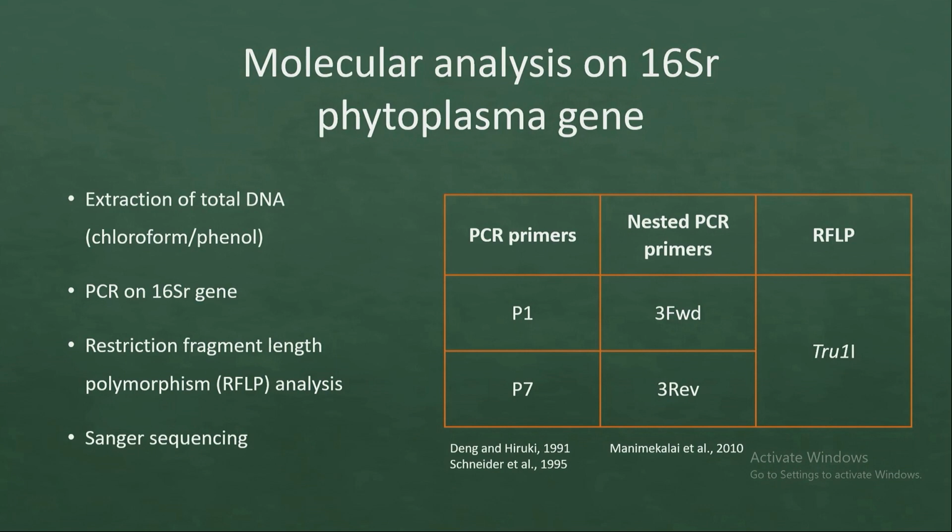Starting from molecular analysis, we extracted the total DNA with the chloroform-phenol method from 1 gram of midribs and lamina tissue from both symptomatic and asymptomatic plants. Then we performed PCR on the phytoplasma 16S ribosomal gene using the primer pairs listed in the table, and then we performed RFLP analysis with the TruI restriction enzyme and sequencing on the amplicons obtained.